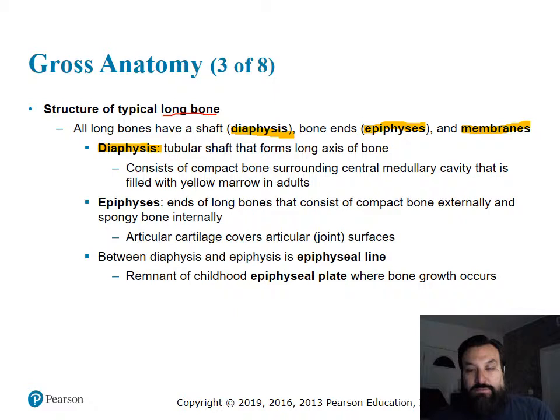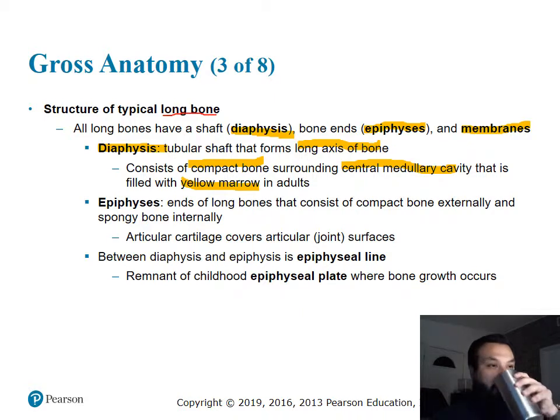The diaphysis is the shaft that forms the long axis of the bone. This is made up of compact bone. It surrounds an internal cavity that's usually filled with yellow bone marrow, otherwise known as fat. We find that in adults. It's a little bit different in a child, because a child is set up a little differently, with sometimes red bone marrow in place of yellow bone marrow, which changes as you grow older.